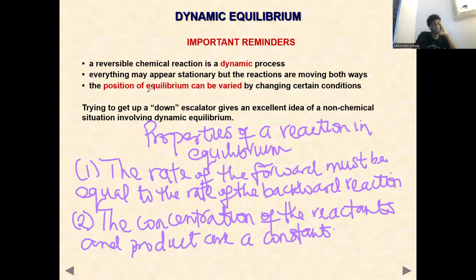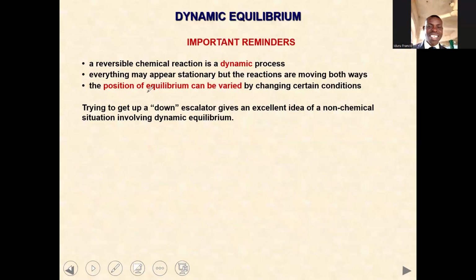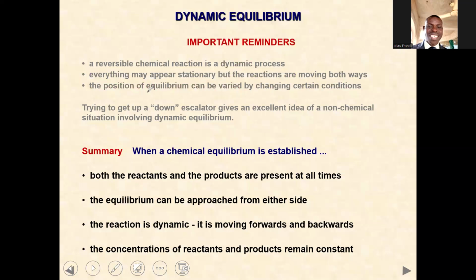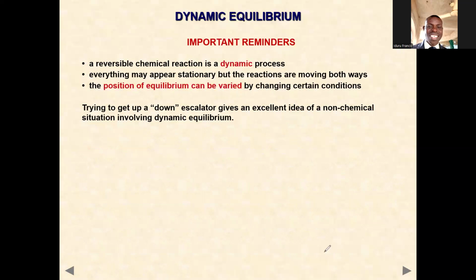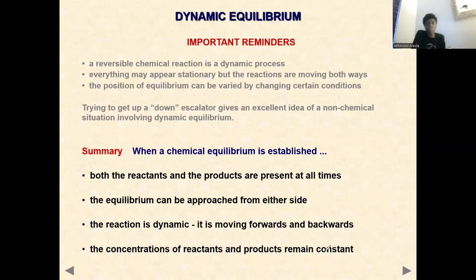Let's take the next slide and look at the summary. When a chemical equilibrium is established, both the reactant and the product are present at all times. The equilibrium can be approached from either side. The reaction is dynamic. It involves forward and backward reaction. The concentration of reactant and product remain constant. Let me finish writing it. So this is the summary of what we have discussed plus the other ones I have been mentioning before.